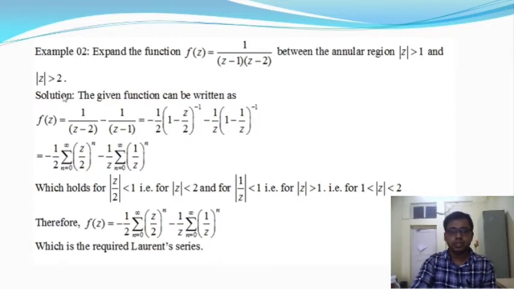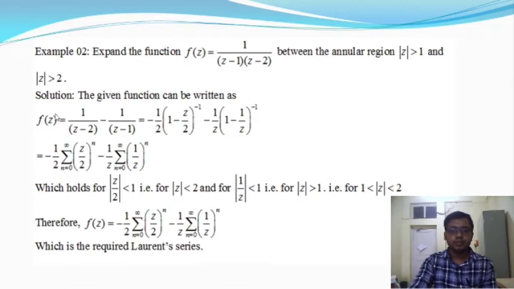So 1 less than modulus of z less than 2 means there are two circles, concentric circles whose center is at the point 0, 0. Say C1 is the circle modulus of z equal to 1, and C2 is the circle modulus of z equal to 2. In this section we are going to find the Laurent series in the region 1 less than modulus of z less than 2, that means in the annular region bounded by C1 and C2.